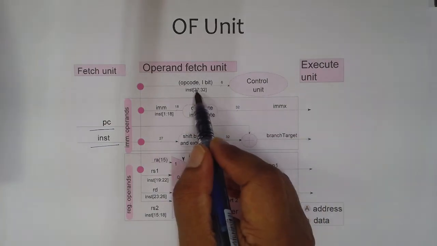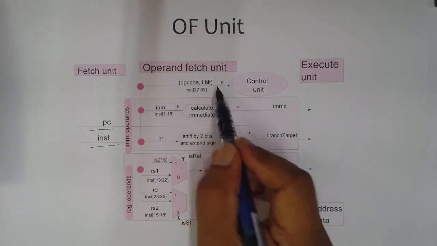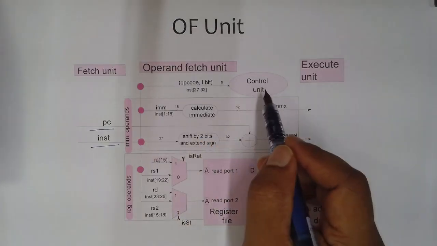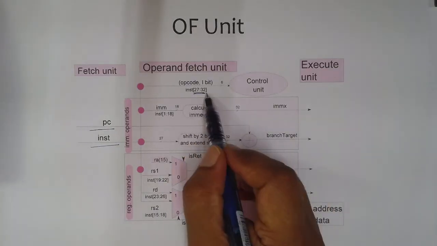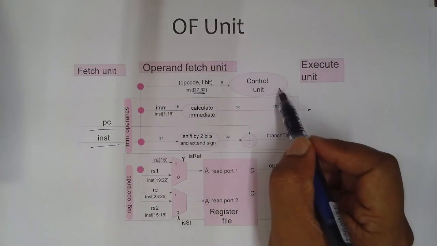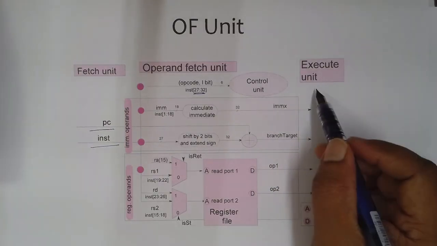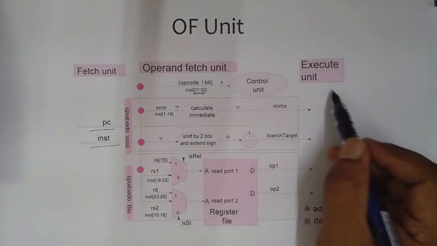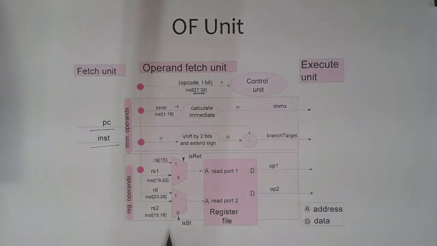The inputs to the control unit are the opcode and the immediate bit. The opcode is nothing but the instruction bits 32 to 27, these 5 bits, plus the immediate bit. So, these 6 bits are input to the control unit, and depending on those 6 bits all the control signals are generated, and these outcomes are then fed to the execute unit. We will resume our discussion from here in our subsequent discussions.